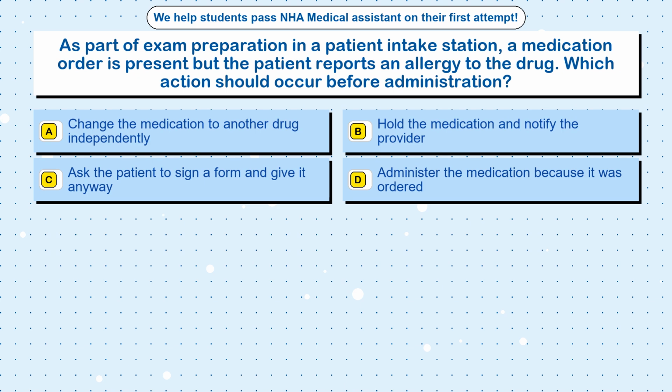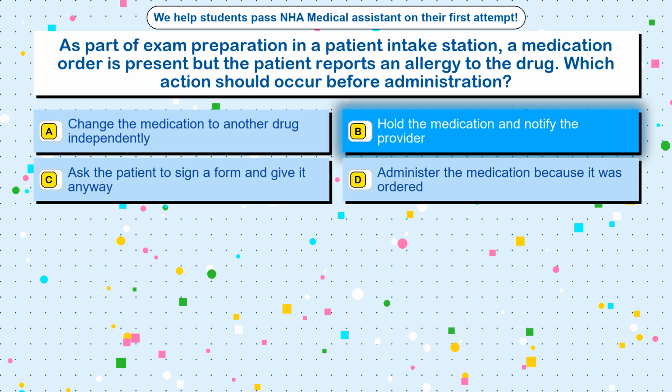As part of exam preparation in a patient intake station, a medication order is present but the patient reports an allergy to the drug. Which action should occur before administration? Option A, change the medication to another drug independently. Option B, hold the medication and notify the provider. Option C, ask the patient to sign a form and give it anyway. Option D, administer the medication because it was ordered.